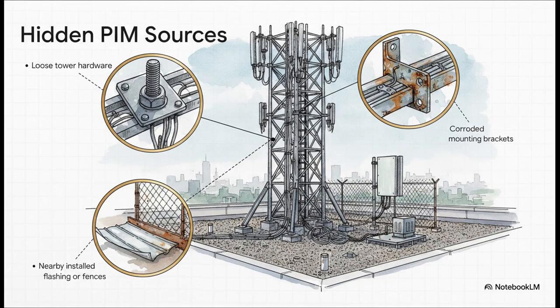And this right here is the perfect example of why step 1, that really thorough visual inspection, is so absolutely critical. A lot of the time, the problem is hiding in plain sight, but it's just outside the main RF path. It could be something as simple as a loose bolt on the tower, a rusty bracket, or, hey, even a metal fence that's a little too close for comfort.